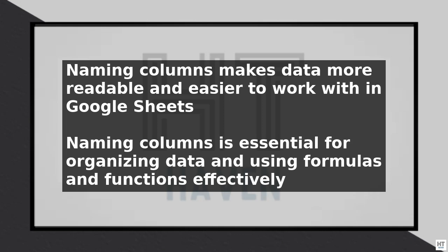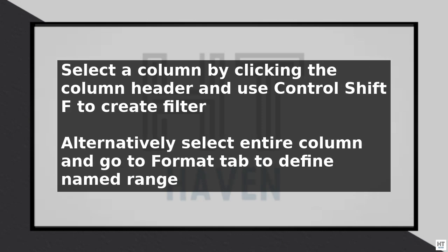To start, open your Google Sheet and select the column you want to name. You can do this by clicking on the column header, which is the letter at the top of the column. Once you have selected the column, go to the Data menu and select Create a Filter or use the keyboard shortcut Ctrl-Shift-F. Alternatively, you can also name a column by selecting the entire column, then going to the Format tab and selecting Define Named Range.